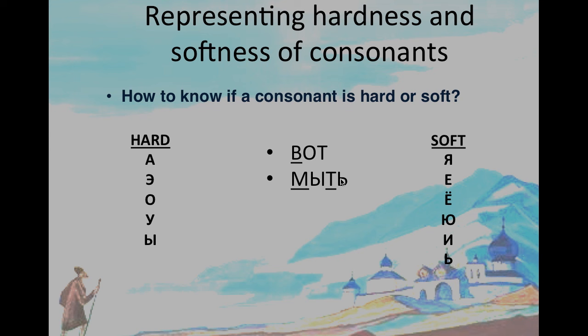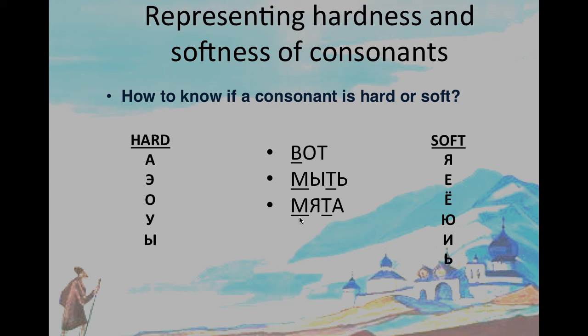Мягкий знак does not make a sound. It just tells us to palatalize this T. So how would we pronounce it? Just this T with the мягкий знак would be pronounced tch, tch. The tip of your tongue is going up against the back of your teeth, and also the middle of your tongue is going up to the top of your mouth. So mit, mit. Good.